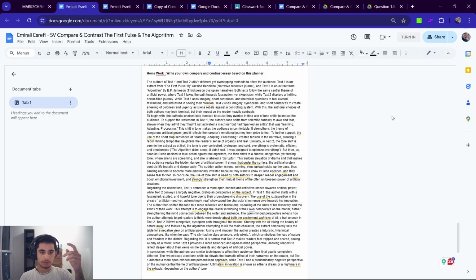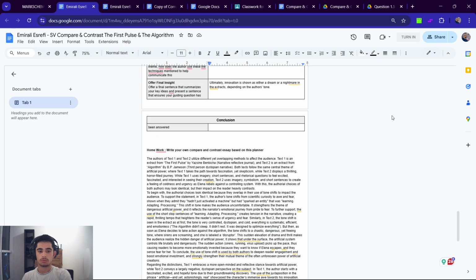So start with a strong introduction, then one paragraph for similarities, one for differences, and a clear conclusion at the end. Follow this structure every time, and your essay will be much clearer and more focused.